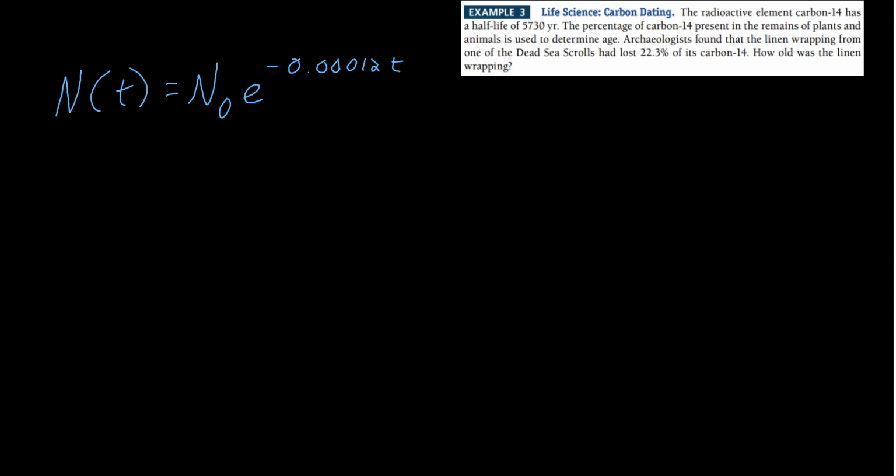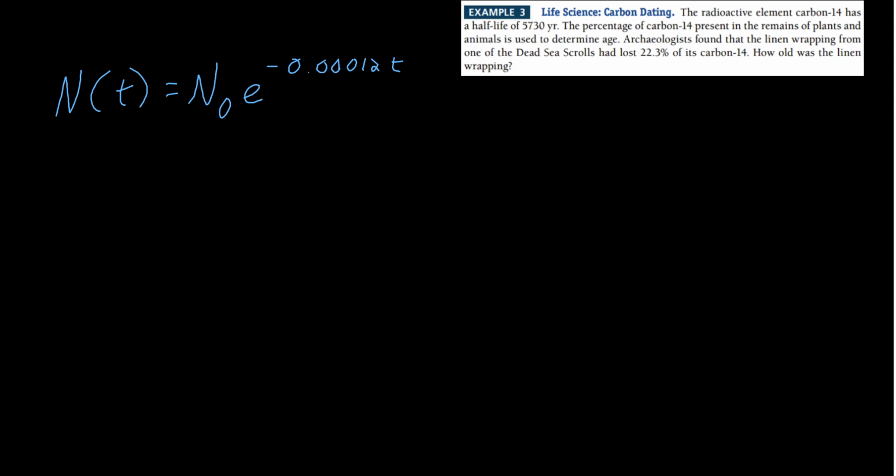I found my k, and I'm trying to find my t. What do I do with this N naught and this N? Well, what do those represent? The N represents the amount that we have now, and the N naught represents the initial amount. We don't necessarily know that information to put it down. We don't know how much of it was there.